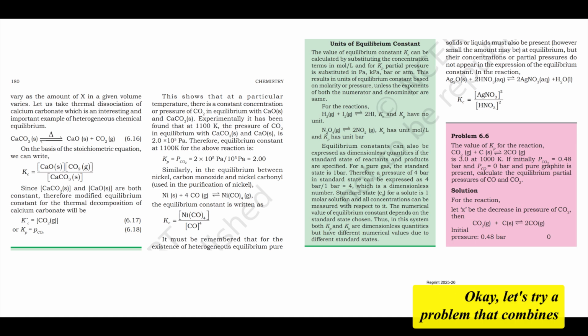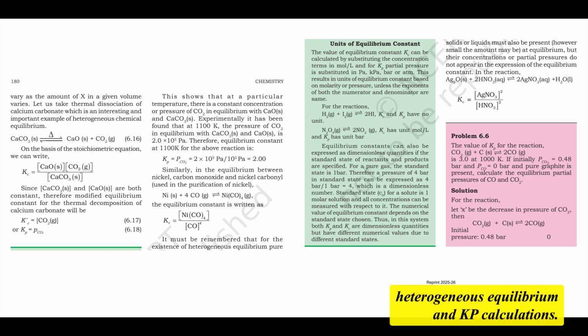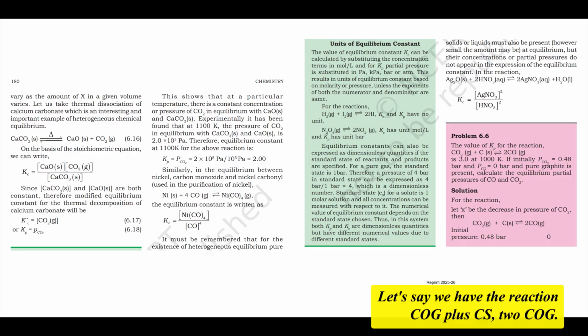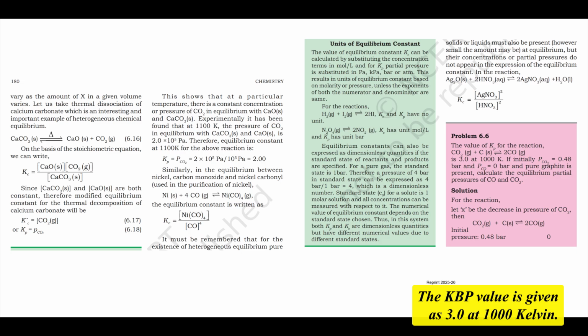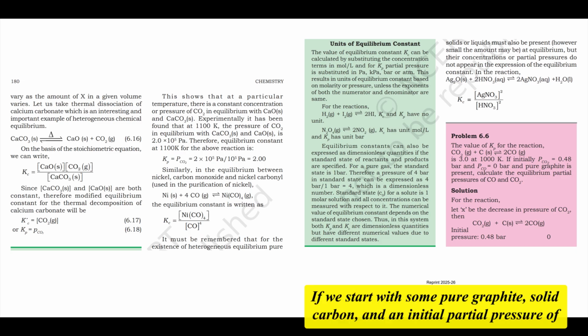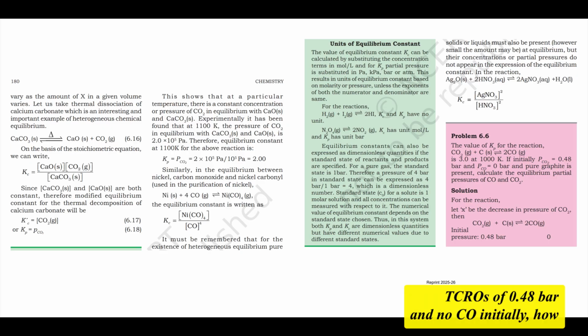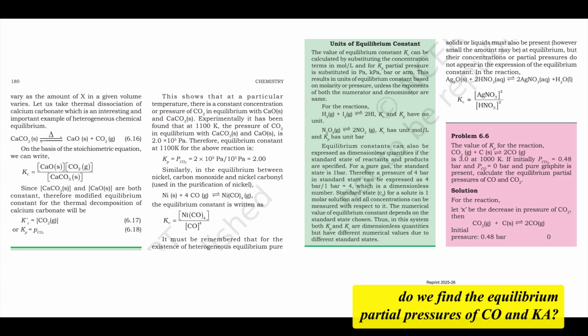Okay, let's try a problem that combines heterogeneous equilibrium and Kp calculations. Let's say we have the reaction CO2(g) + C(s) ⇌ 2CO(g). The Kp value is given as 3.0 at 1000 Kelvin. If we start with some pure graphite, solid carbon, and an initial partial pressure of CO2 of 0.48 bar and no CO initially, how do we find the equilibrium partial pressures of CO and CO2?